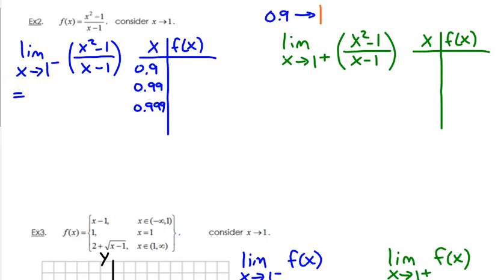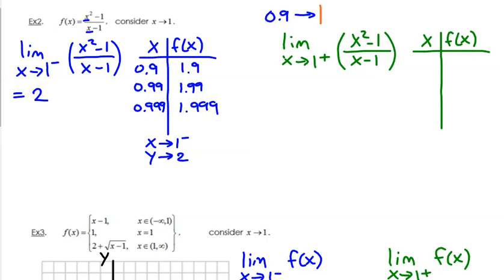So sub in those numbers, 0.9 into these two first, and calculate your answer: 1.9, 1.99, 1.999. So it looks like as x is approaching 1 from the left, y is approaching, it looks like 2. Okay, so this guy is going to equal 2.